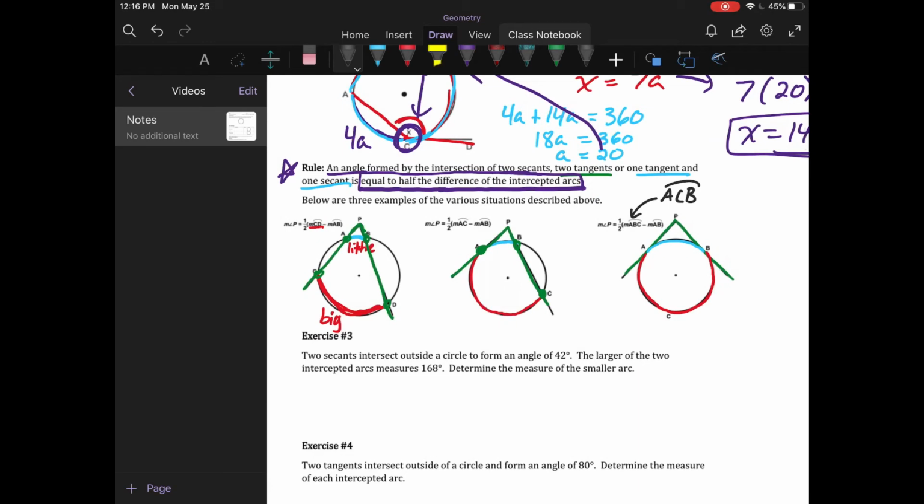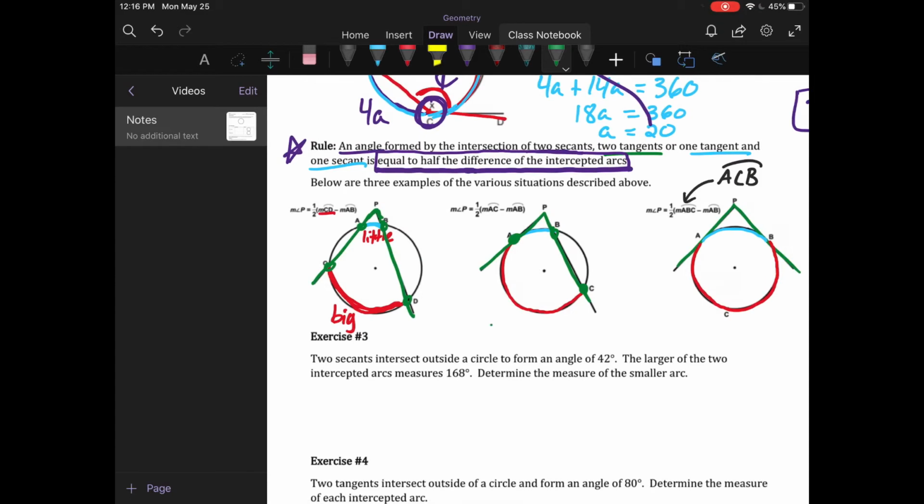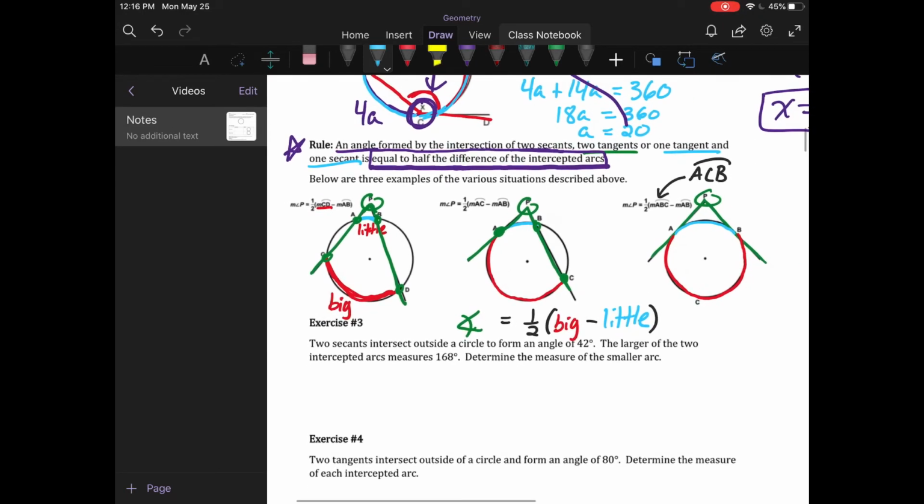So instead of memorizing all of these different formulas with all the letters, especially when the letters can change, I like to write it like this. We have the angle, so that's angle P for all of these, the angle on the outside. The angle on the outside is going to be equal to half of the big arc minus the little arc. And that's what we're going to do for all of these.